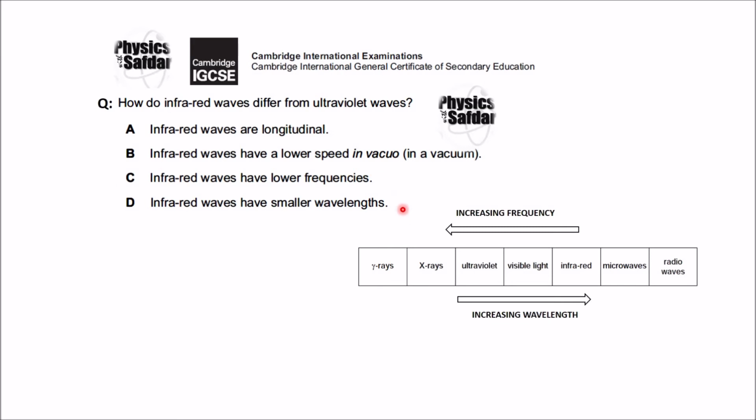Infrared waves have a smaller wavelength. Check one more time, ultraviolet and infrared. Left to right, this is the case of increasing wavelength. It confirms infrared has more wavelength than ultraviolet. So option C is the right answer because infrared has lower frequency than your ultraviolet. C is the right answer here.